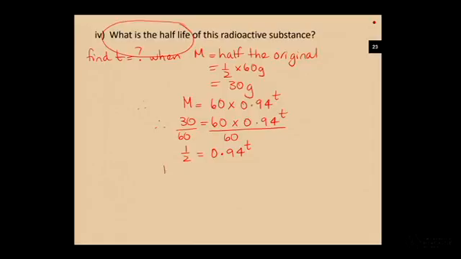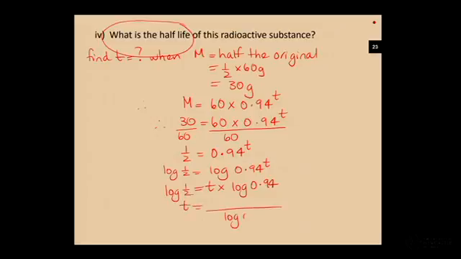Take the log of both sides. And again, the reason why you take the log is so that the t can come down. So again, you should be getting really good at these exponential equations. I'm dividing by the log of 0.94. You can put that in as a half or 0.5, whichever one you would like to have. Top one is the log of 0.5, bottom one is the log of 0.94. I'm getting about 11.2. Anyone else?